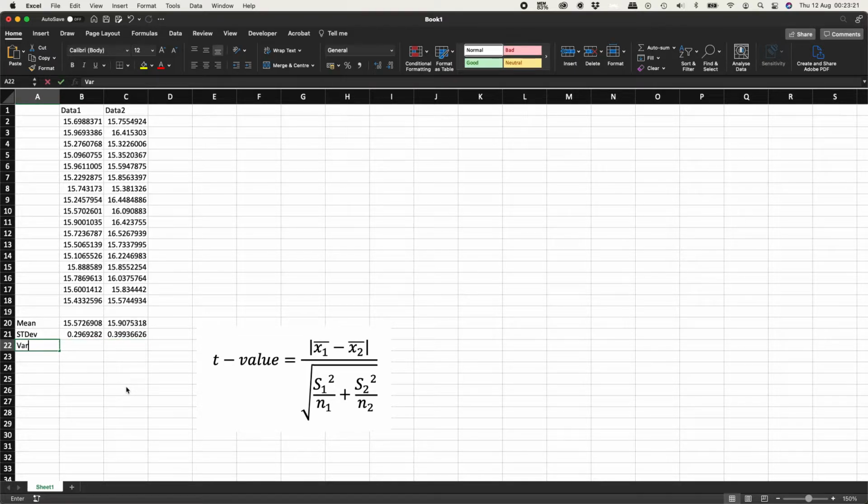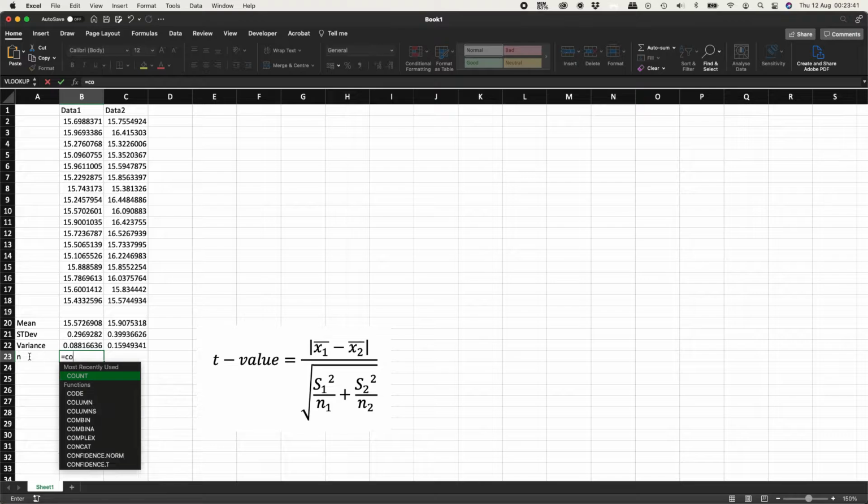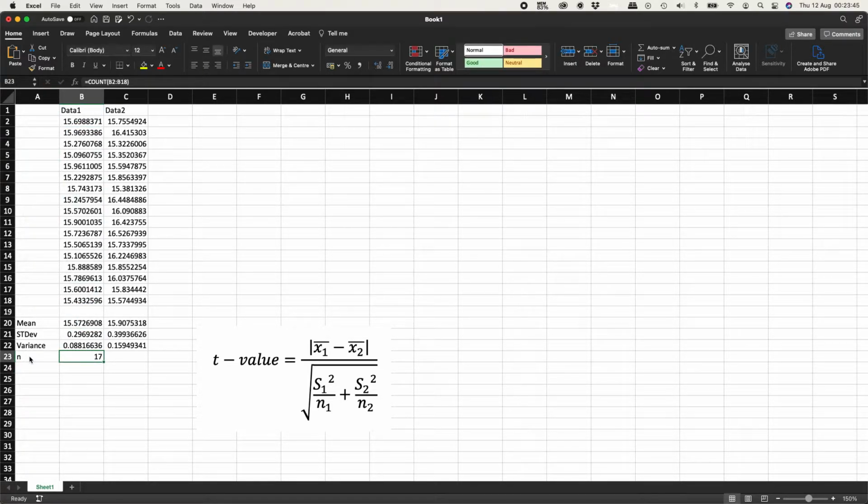Then we're going to calculate the variance. The variance is the standard deviation elevated to the square. So we're going to take this one and elevate it to the square like this. We get these values. As you can see, it's elevated to the square right here. And then we're going to take the counts, so we take n1 and n2. For this one, we're just going to apply the count formula like this. There we go, 17 and 17, of course, in the second one.